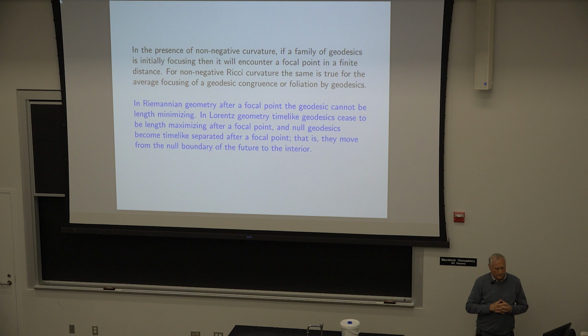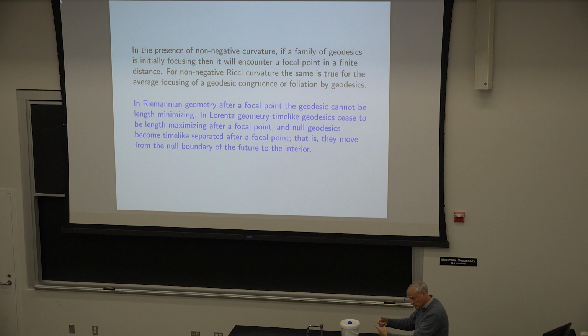Well, in Riemannian geometry, as you had a course in it, you probably know that after a focal point, a geodesic can no longer minimize length. So, for example, the great circles on the sphere minimize until the opposite point, and then after that they no longer minimize. They continue as geodesics, but they don't minimize. The same thing is true in Lorentz geometry for time-like geodesics. Time-like geodesics actually are locally length maximizing.